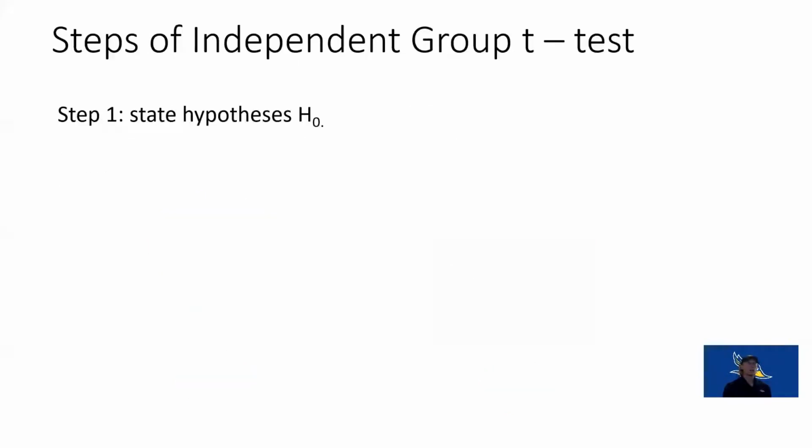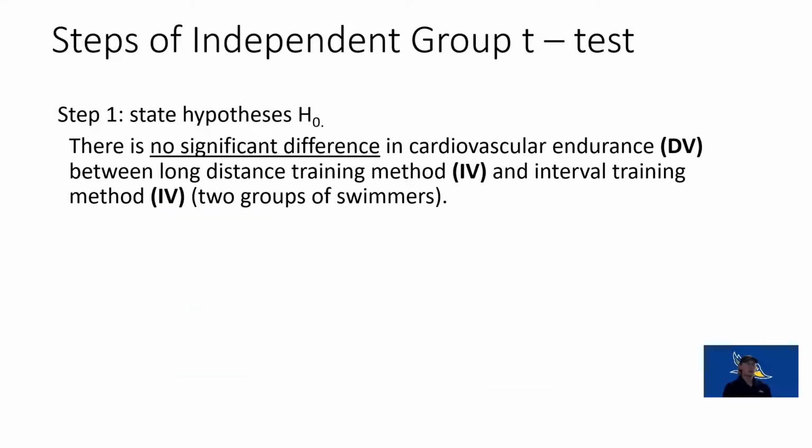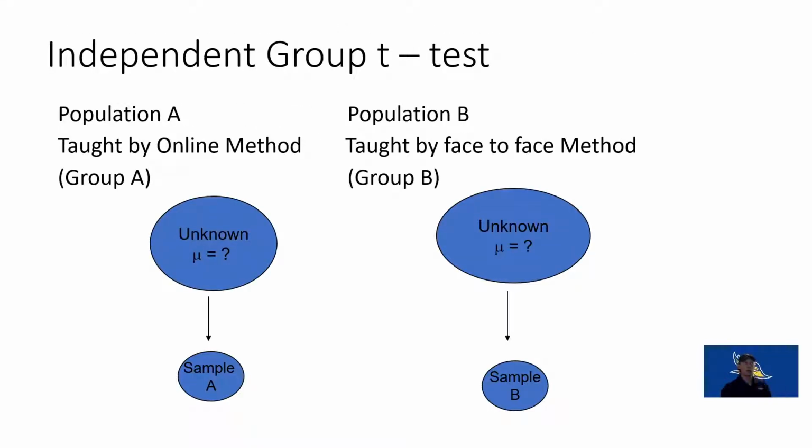So first step, state our hypothesis or null hypothesis. There is no significant difference in this example comparing the dependent variable to the independent variable. So that would be, in this case, there is no significant difference in those taught by the online method compared to the face-to-face method. Our research hypothesis or alternative hypothesis would be directional: there is a significant difference in those who are taught by an online method and face-to-face method, or those in the online method will learn more compared to those in the face-to-face method, or vice versa.